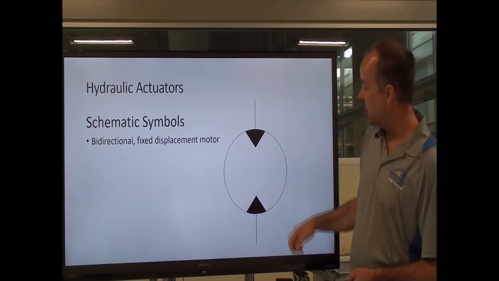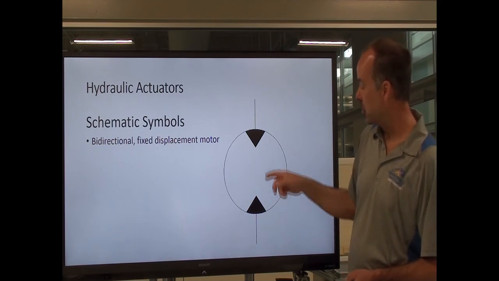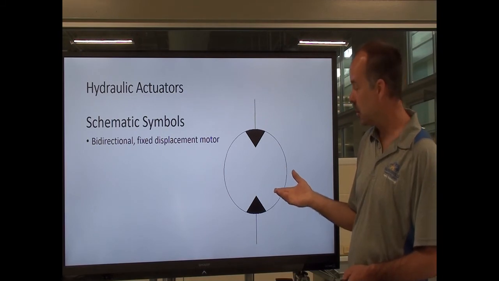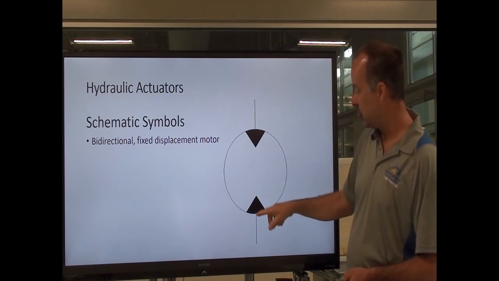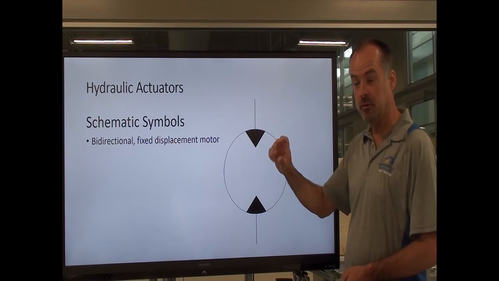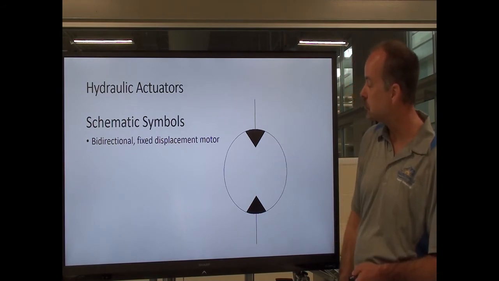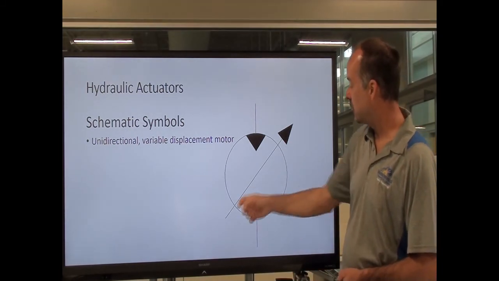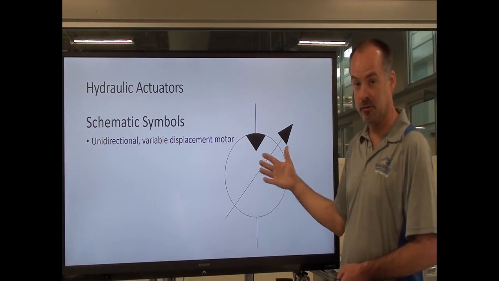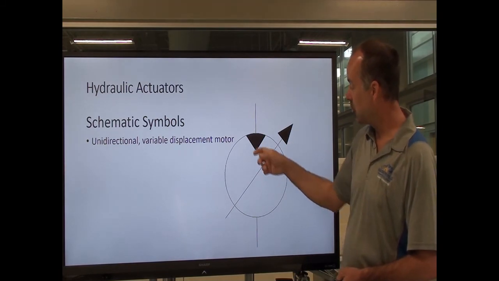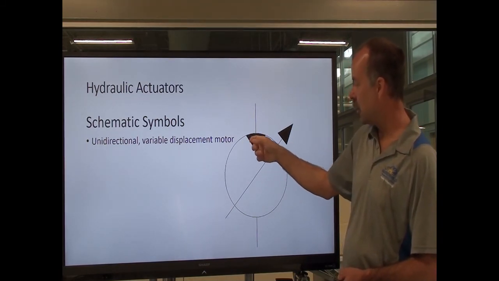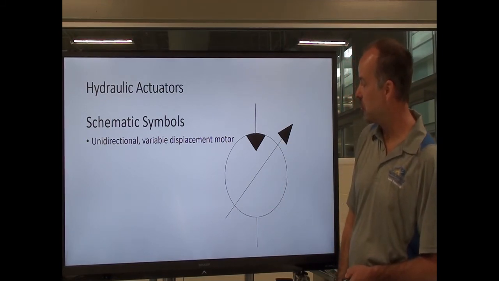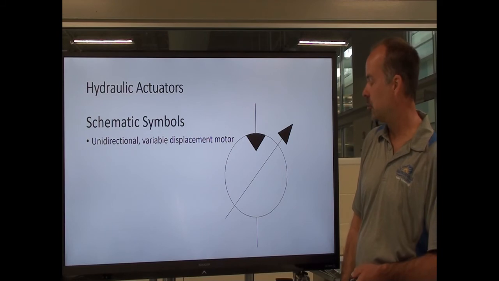And here we have a bidirectional motor, because I've got an arrow on both sides. They're colored in, which tells me it's hydraulic. And since I've got 2 arrows, it tells me this motor can spin in 2 different directions. And then here we have our diagonal symbol, which tells me this is adjustable. So this is unidirectional, because I've only got the 1 arrow. It's hydraulic, because that's colored in. And this arrow here tells me that it is variable displacement. So it'll be a unidirectional, variable displacement motor.